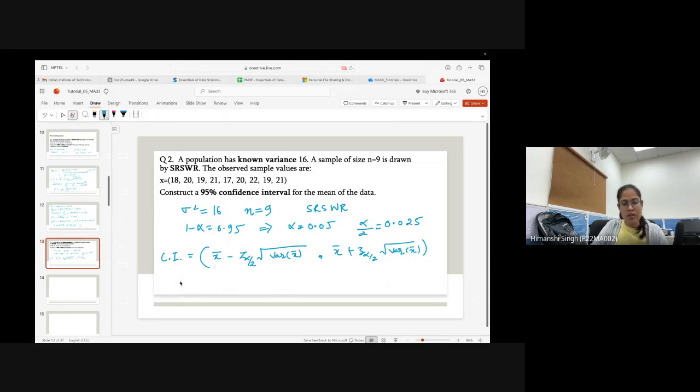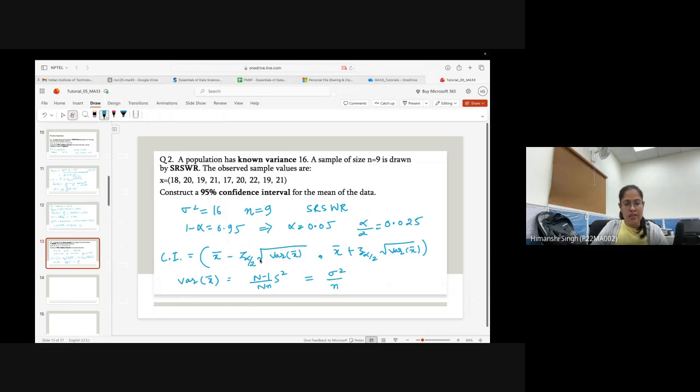Now what is the variance of x bar first of all? If it is simple random sampling with replacement, then it is n minus 1 upon capital N, small n is capital S square, which can also be written as sigma square by n. So here the variance of x bar is sigma square by n.